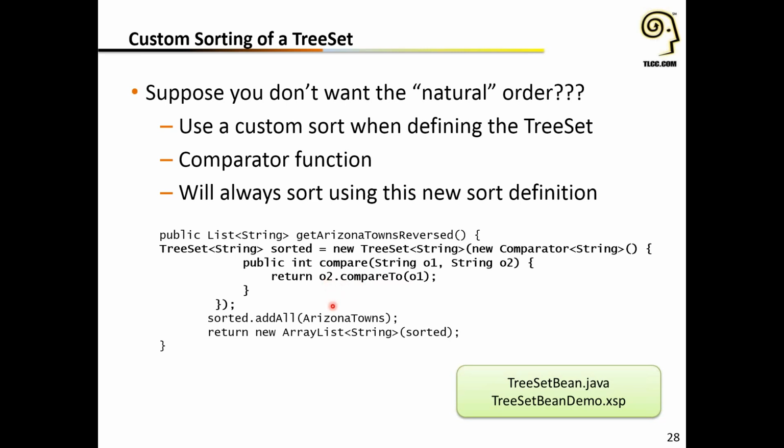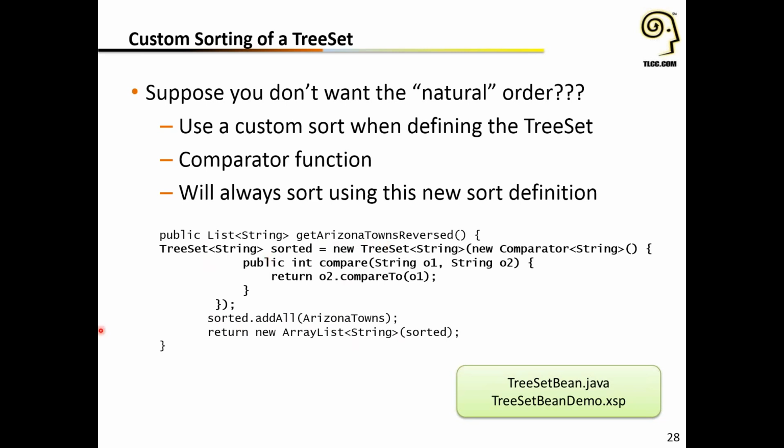So in this method here, I'm going to add my Arizona towns. This method will be to get the Arizona towns in reversed order. So I'm not actually going to store them in a separate TreeSet. I'm just going to create a temporary TreeSet called sorted that we're going to add our Arizona towns to. Arizona towns was already a TreeSet sorted A to Z, but I'm adding it to this new TreeSet that has a custom sort, sorted Z to A, adding everything at once in the addAll line, and then I return it as an ArrayList to this method here.